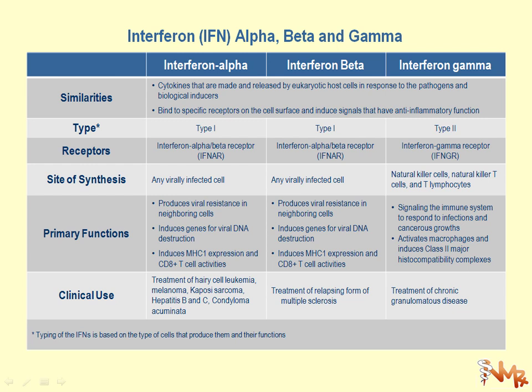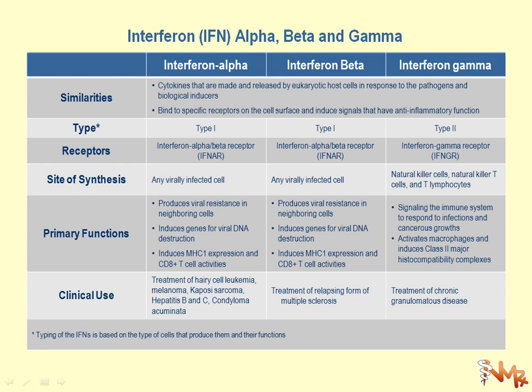The site of synthesis of interferon alpha and beta is any virally infected cell. However, interferon gamma is produced in natural killer cells, natural killer T cells, and T lymphocytes. Primary functions of interferon alpha and beta are that they produce viral resistance in neighboring cells, they induce genes for viral DNA destruction, and they induce major histocompatibility 1 expression and CD8 positive T cell activation.